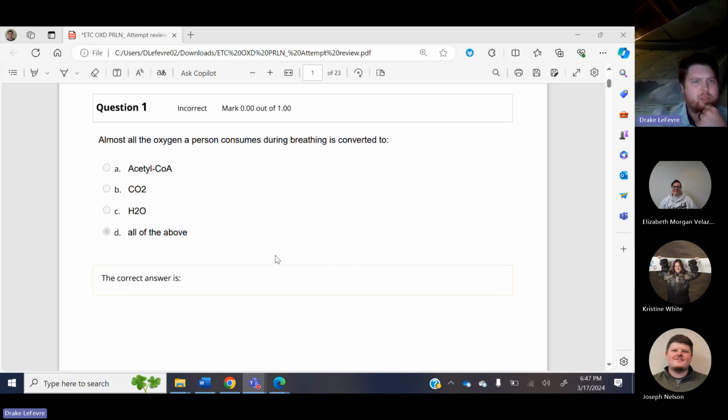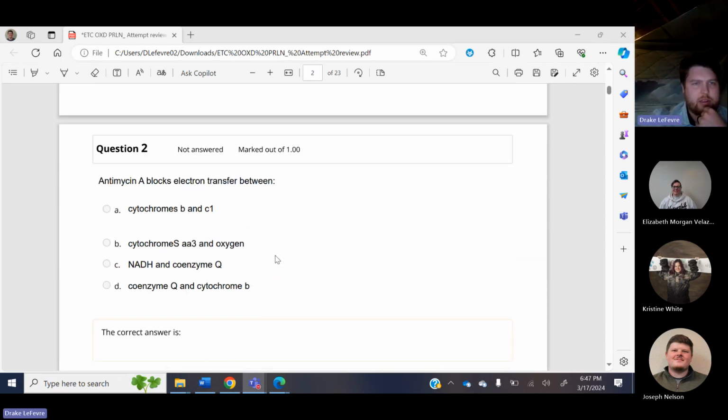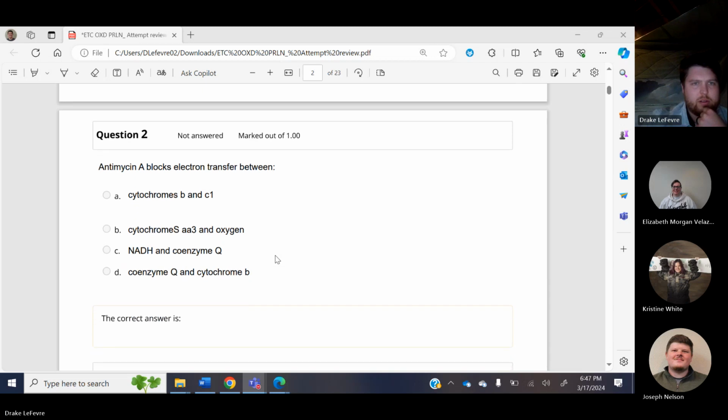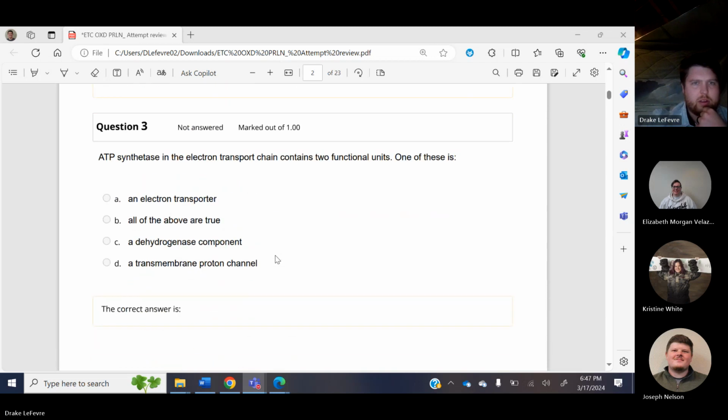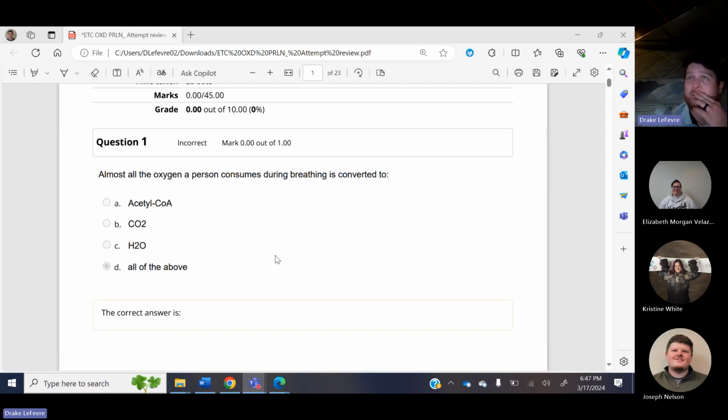So, let's see. Yeah, some of this I'll probably have to pull up the book and we can go through some of it, and some of it is more like knowing the actual process. Other parts of it is more just like a little bit of memorization.